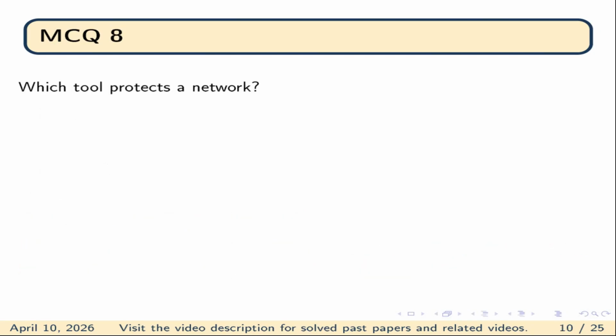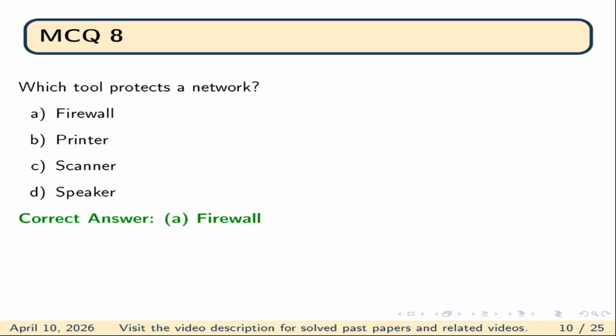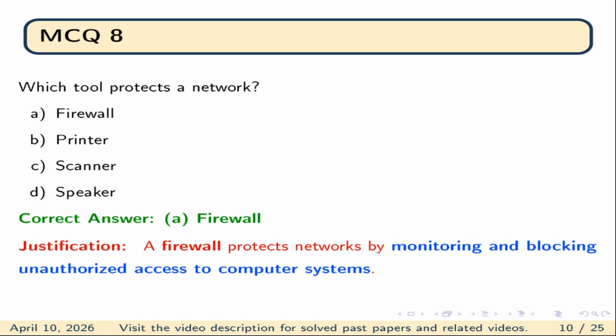Which tool protects a network? Firewall, printer, scanner, speaker. Obviously, the option is firewall. A firewall protects networks by monitoring and blocking unauthorized access to computer systems.